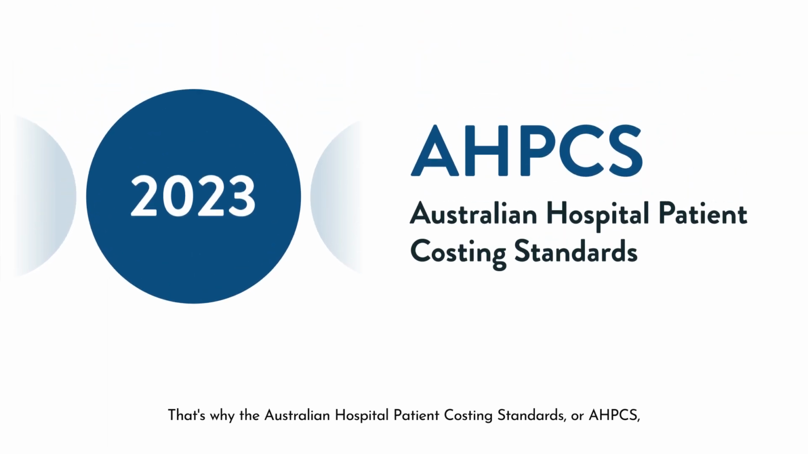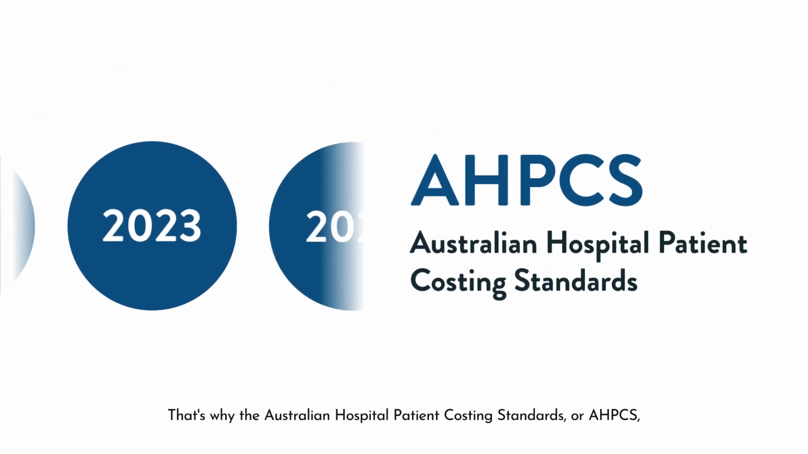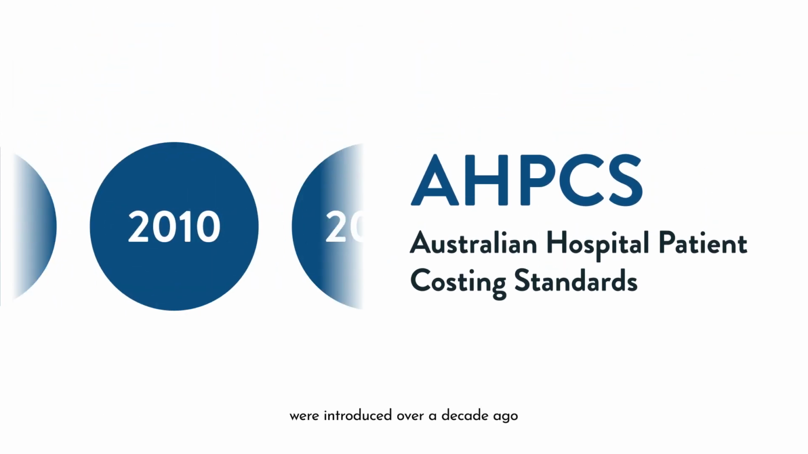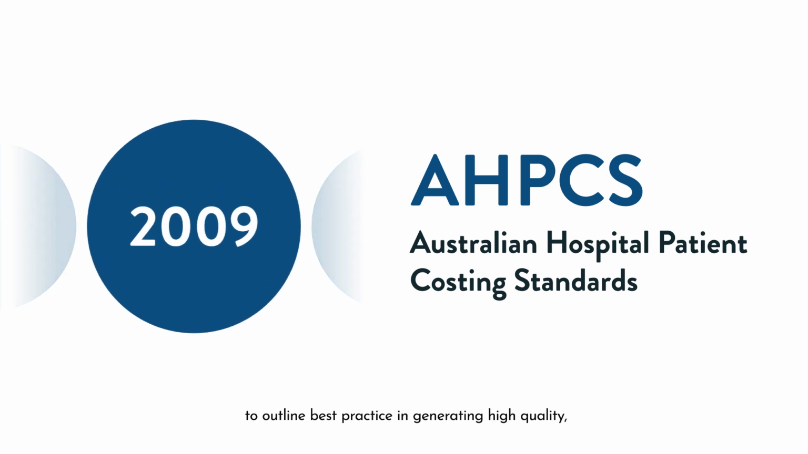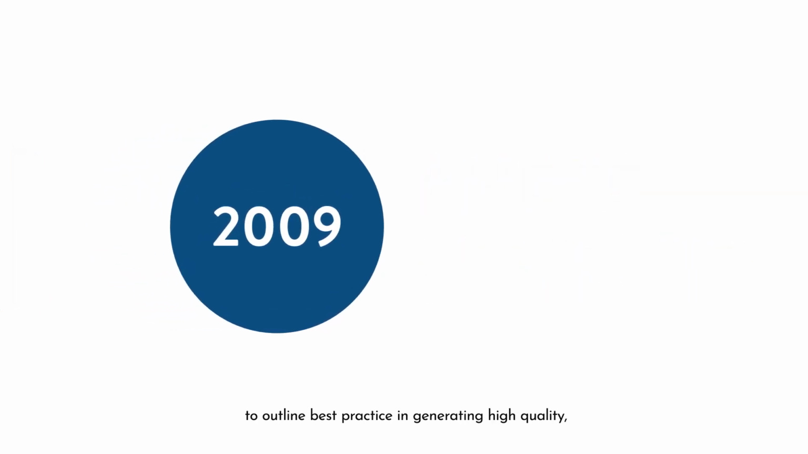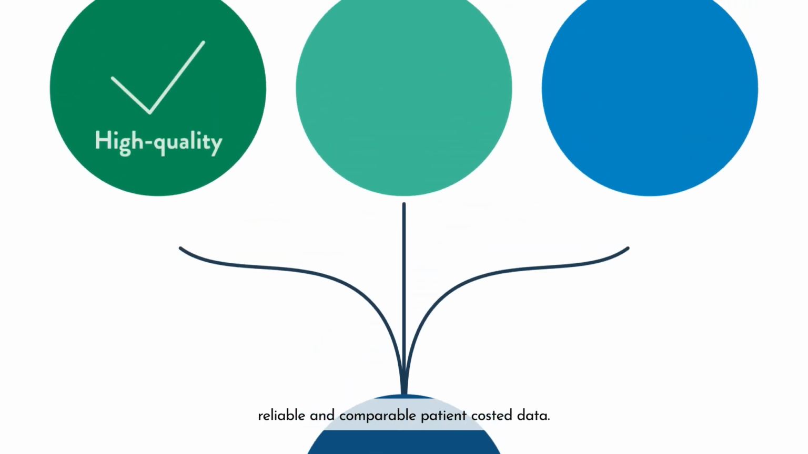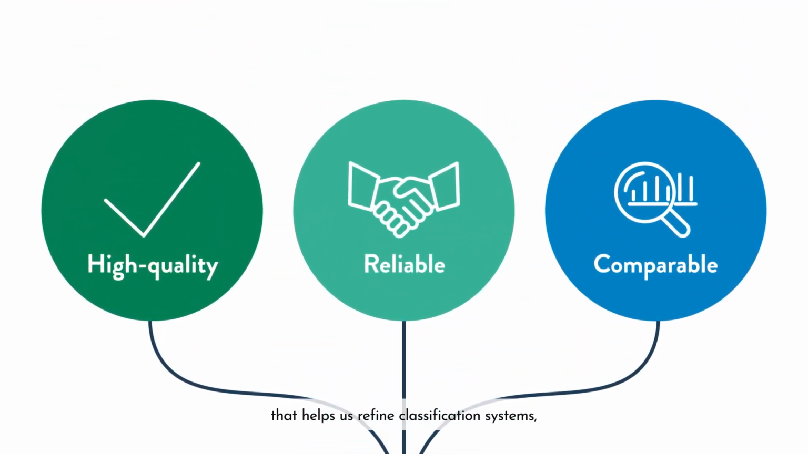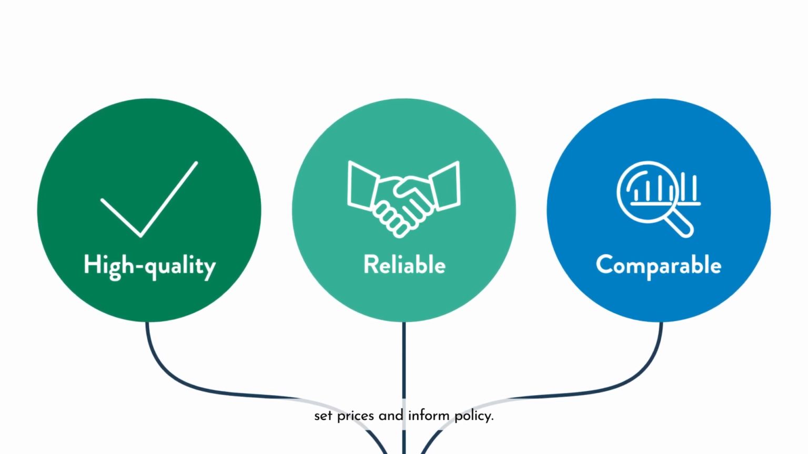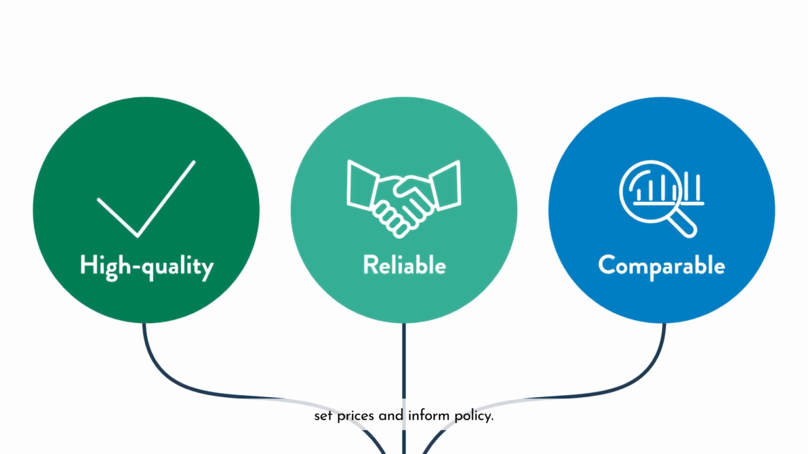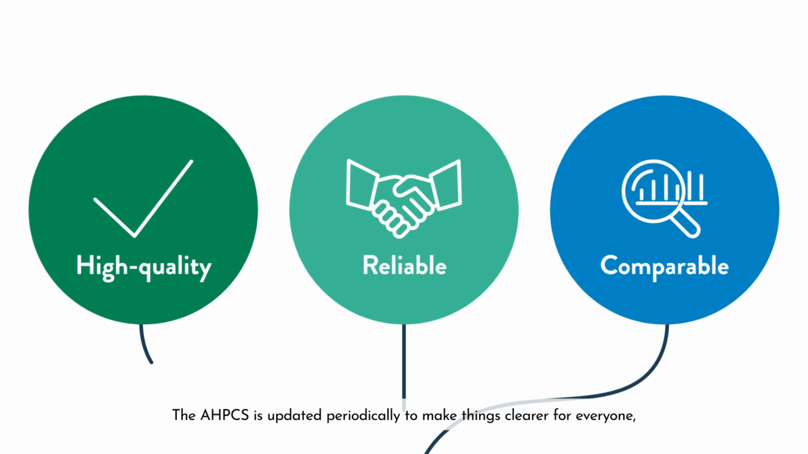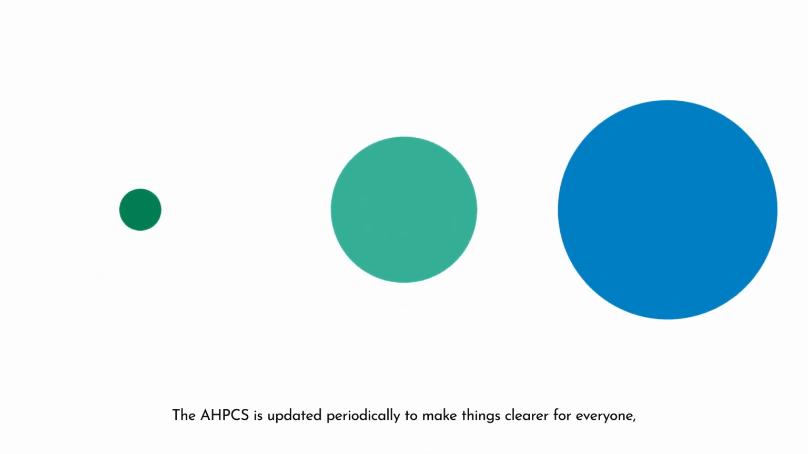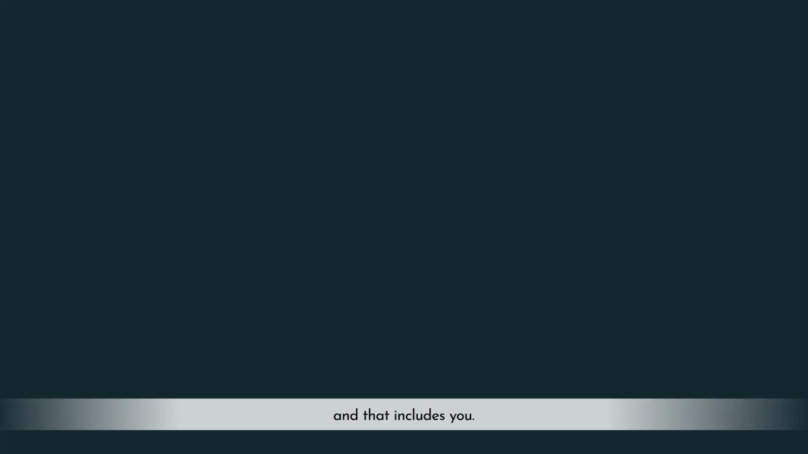That's why the Australian Hospital Patient Costing Standards, or AHPCS, were introduced over a decade ago to outline best practice in generating high-quality, reliable and comparable patient-costed data that helps us refine classification systems, set prices and inform policy. The AHPCS is updated periodically to make things clearer for everyone, and that includes you.